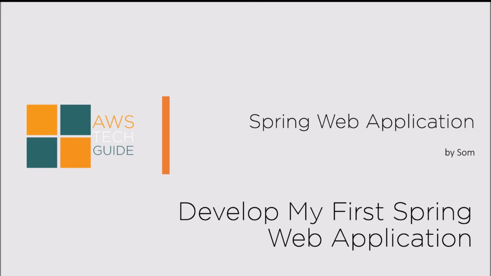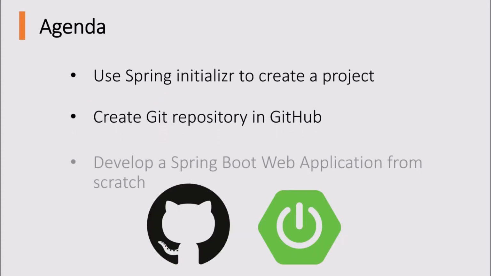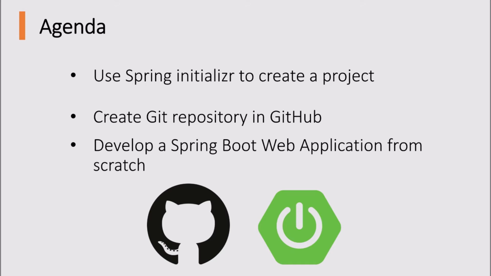Today we will learn how to develop my first Spring web application. Our agenda is we will use Spring Initializer to create a project, then create a Git repository in GitHub and push the project, the source code, into our Git repository. And the last thing is to develop a Spring Boot web application from scratch.